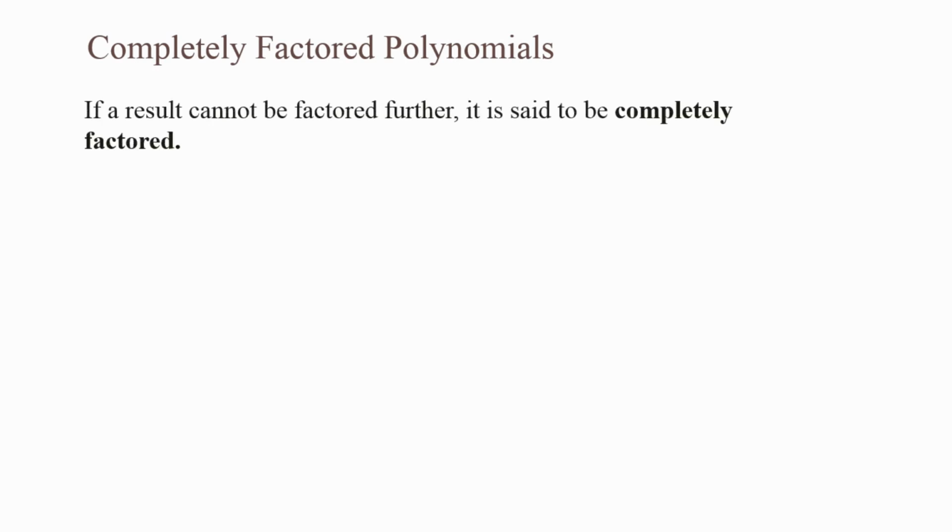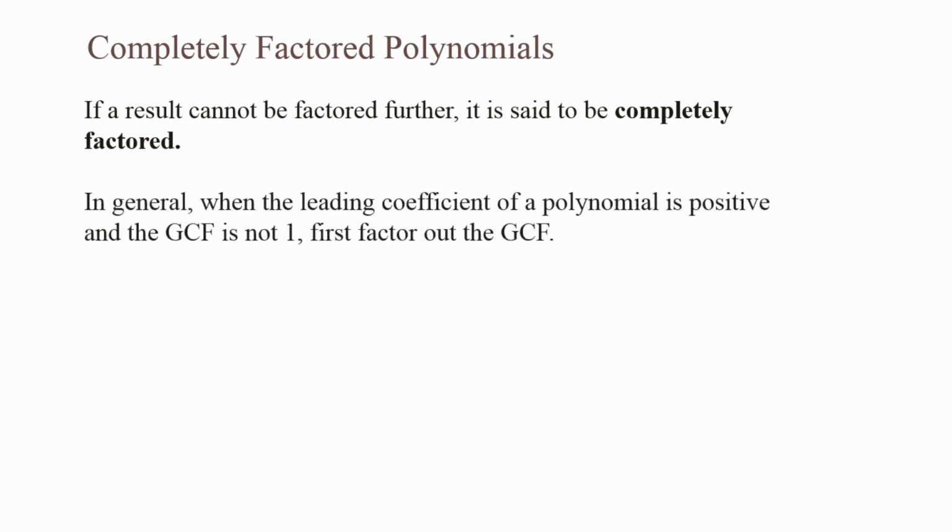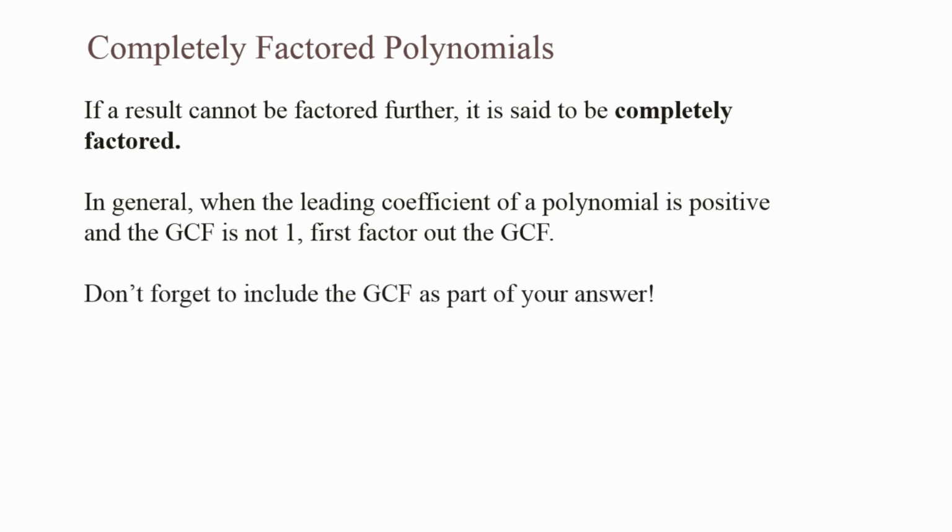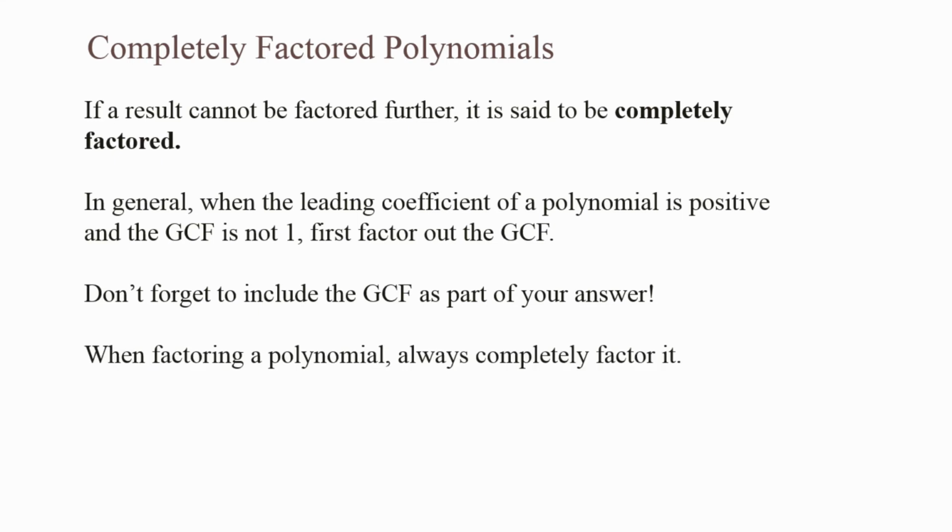Completely factored polynomials. If a result cannot be factored further, it is said to be completely factored. In general, when the leading coefficient of a polynomial is positive and the GCF is not 1, first factor out the GCF. Don't forget to include the GCF as a part of your answer. When factoring a polynomial, always completely factor it.